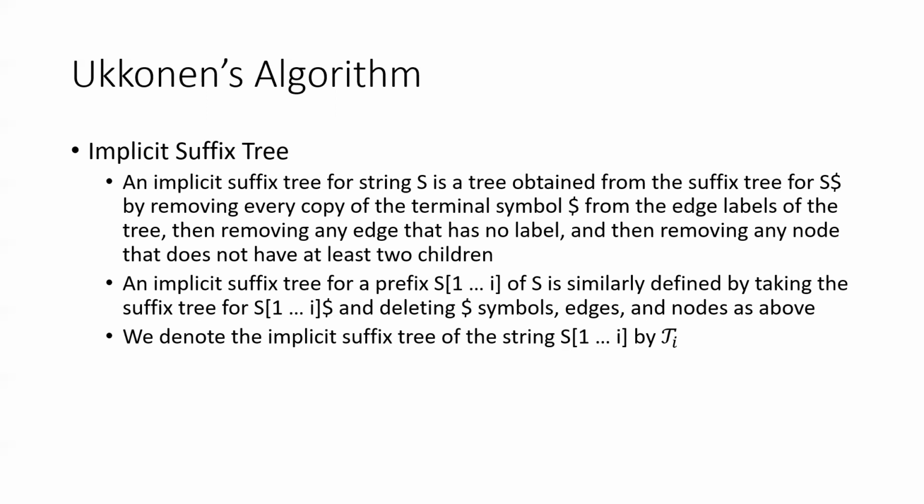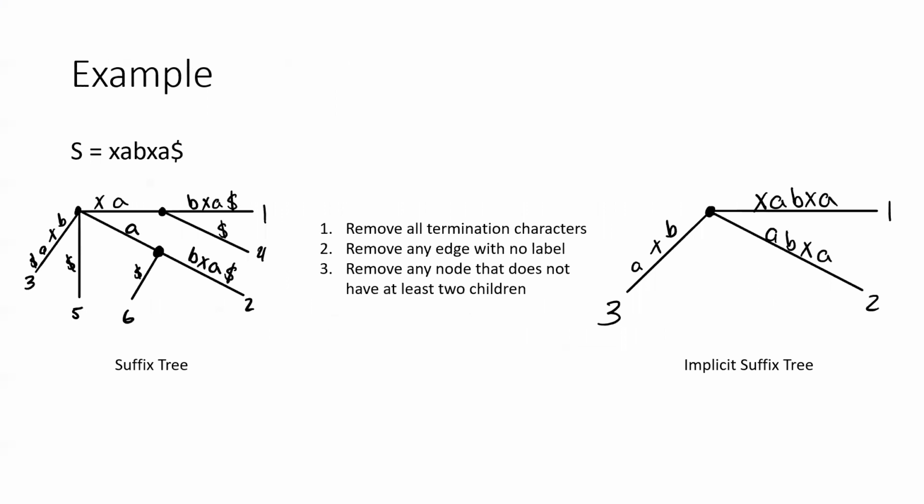We're going to denote the implicit suffix tree by T_i, for the string 1 through i. Here's an example of how we get from a suffix tree to an implicit suffix tree. We strip the $ away. That leaves us with some empty edges, take those away. Then that leaves us with some nodes whose degree is less than 2, and so we take those nodes away. And then we have our implicit suffix tree. Pretty basic, but that's very important for how Ukkonen's algorithm works.